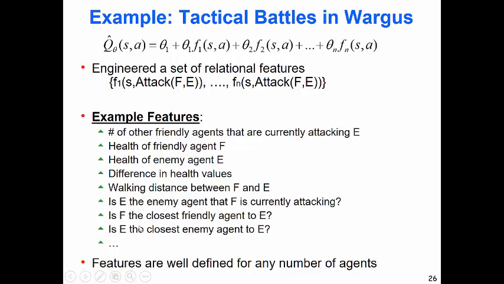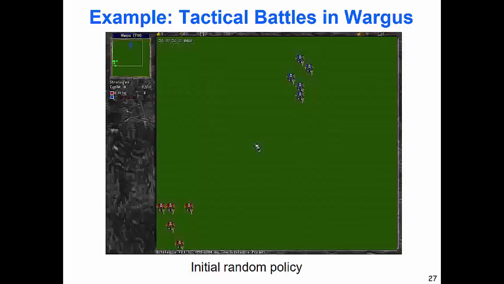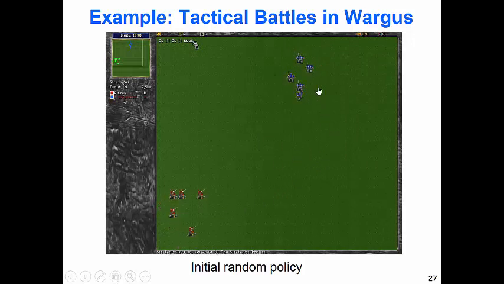And then, is it the closest, and whatever. I forget how many features we had. We probably had 15, 20 features. But the interesting thing is this framework is well defined for any number of enemies and friendlies. So that's kind of cool. If you learned on 5 versus 5, maybe it's not going to be great for 15 versus 15, but maybe it will do something non-trivial. We'll look at that.